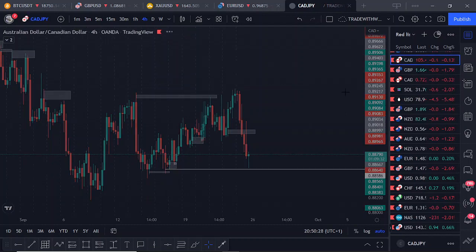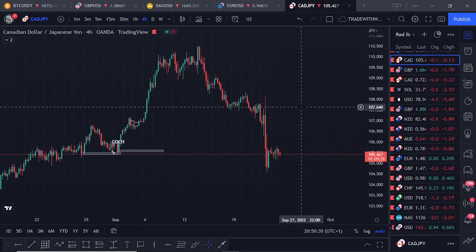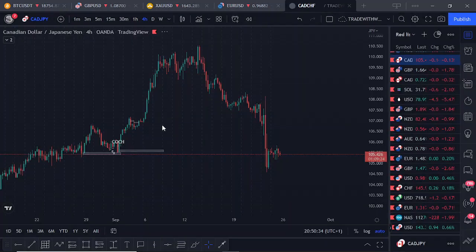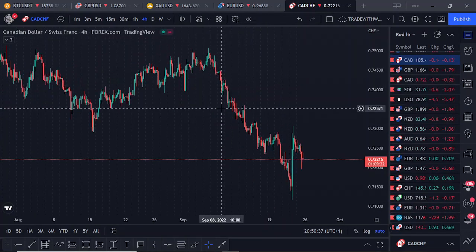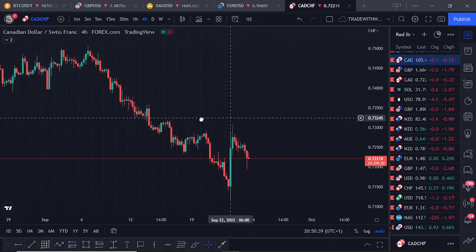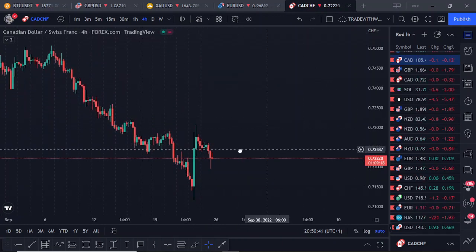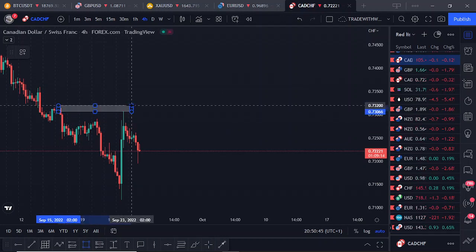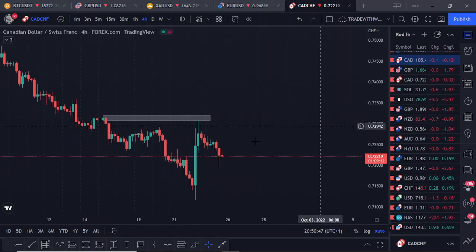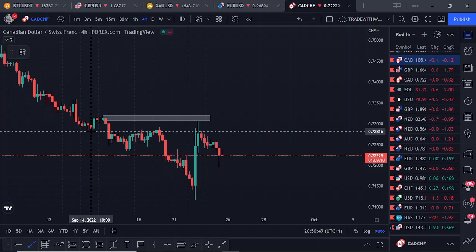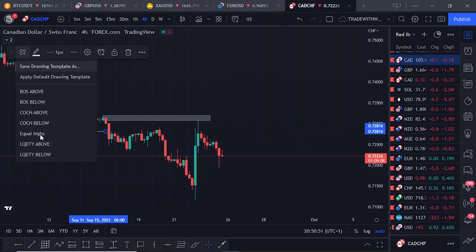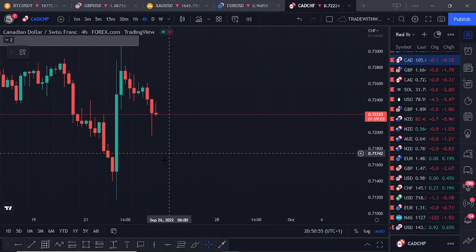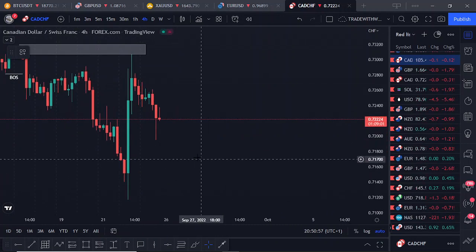Okay, let's check CAD JPY. Okay, this one is still giving smooth market direction because it's bearish, and then you just want to draw out your supply and demand zones nicely. You can see after this break of structure, it becomes part of you, and you can easily spot demand and supply zones after you see it.